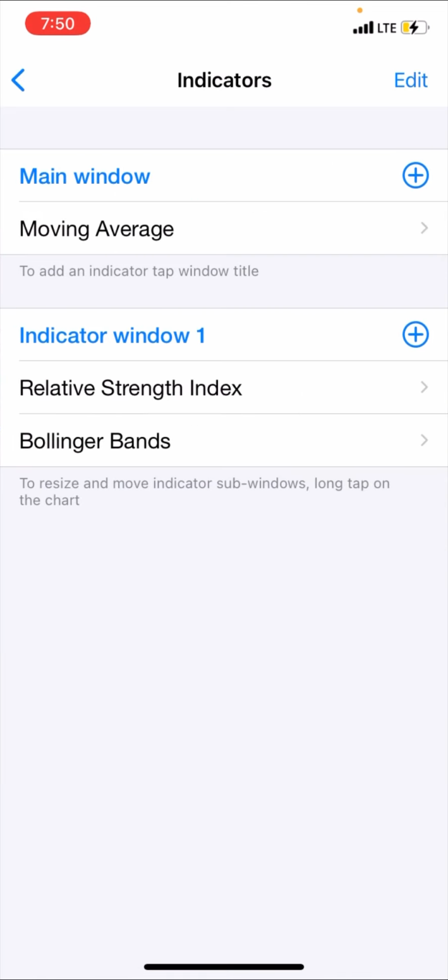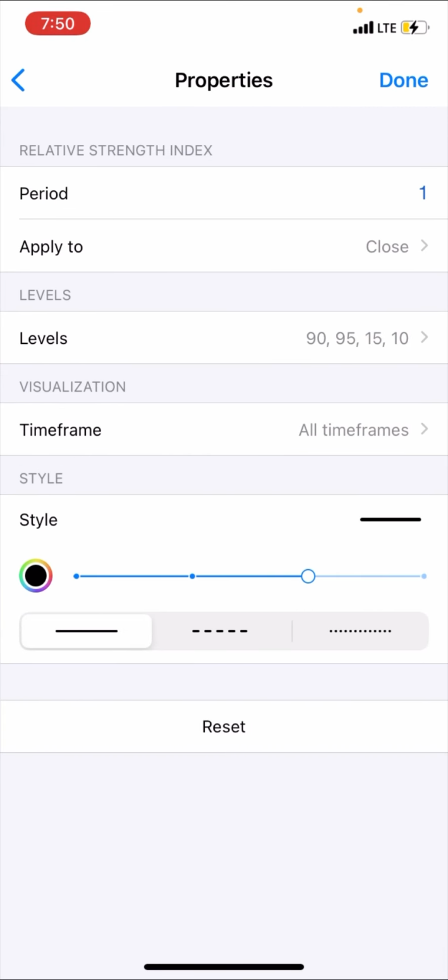You want to go ahead and add the relative strength index. If you add that, it will automatically give you an indicator window 1. So you add it with the period of 1, apply to close. Levels should be 90, 95, 15 and 10.